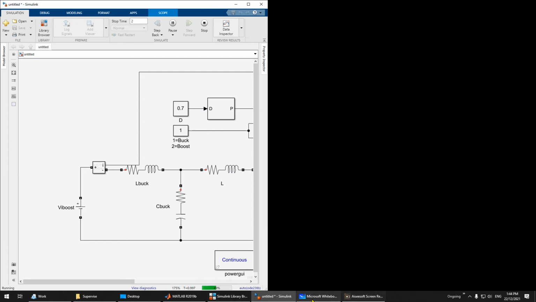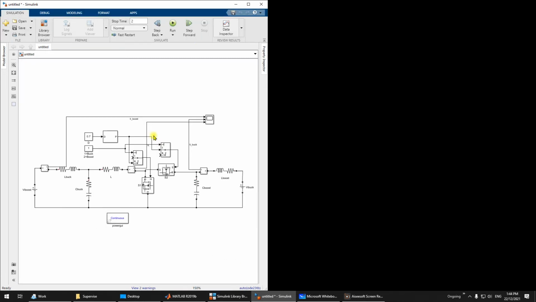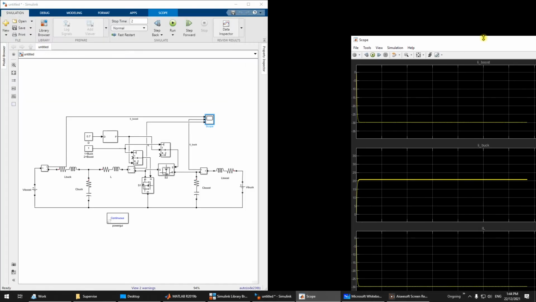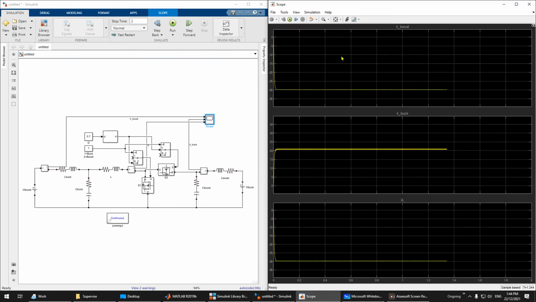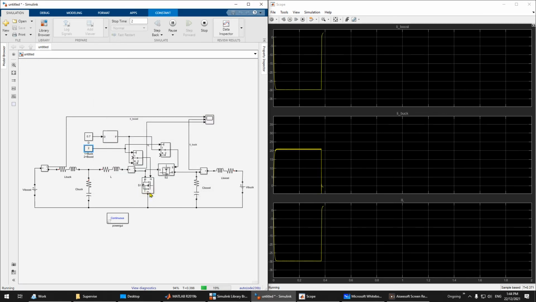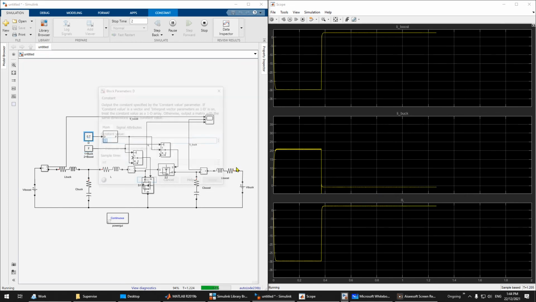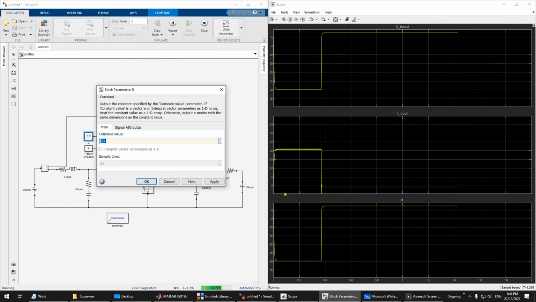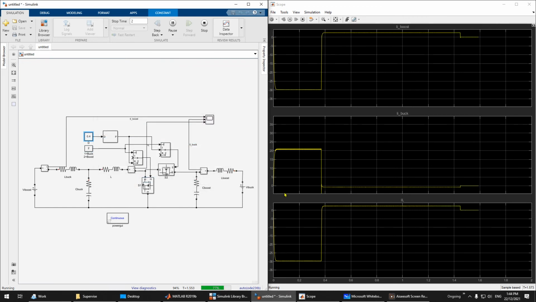Maybe I should show you. Stop. Run this and I change it. You can see here this is the current, it's charging and then discharging. The positive becomes negative, the negative becomes positive. And you can change the duty cycle, 0.4 for example. Something like that.